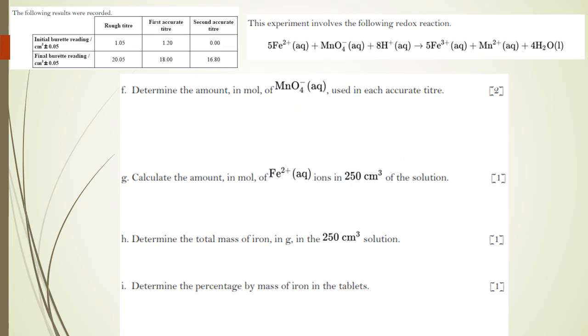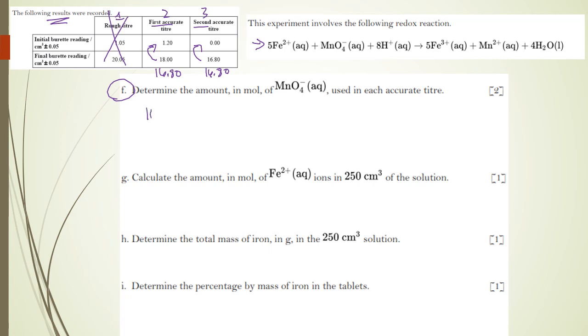So finally here we're going to do our math. We're going to take these results from the titrations. We're going to use this balanced equation to first determine the amount in moles of permanganate ion used in each accurate titer. So this one's kind of interesting. They didn't even give us trial 1, 2, 3. They just said this one's the rough one, throw it out. We're going to use the first and second accurate titers, trials 2 and 3. To do that, I'm going to subtract my 18 minus 1.20. That's going to give me 16.80 here. Subtract, we've got 16.80 again. I don't even have to calculate averages because those are the same numbers.